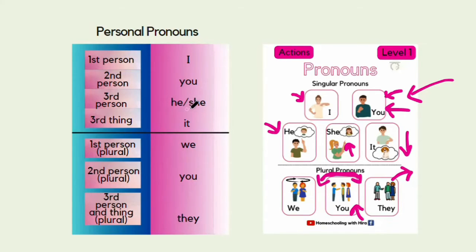Okay, let's see the personal pronouns together. I, you, he, she, it, we, you, they. Keep repeating this thing along with actions and you don't need to explain a lot about them. They already are using these words in their written and spoken English. You just need to give a name to these words. So what are these words called? They are pronouns. And this is all about pronouns in level 1.